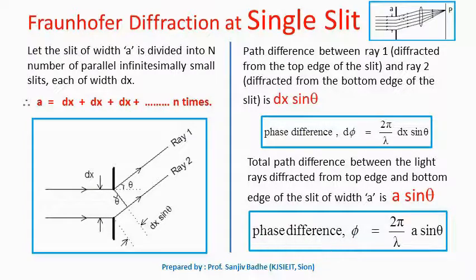So we have found the phase difference between the light waves which are diffracted from successive slits of width dx, and the phase difference between the light rays which are diffracted from top and bottom of the slit of width A. We will be using this information to find out the resultant amplitude of the wave disturbance that will arrive at point P, from which we can calculate the intensity of light.